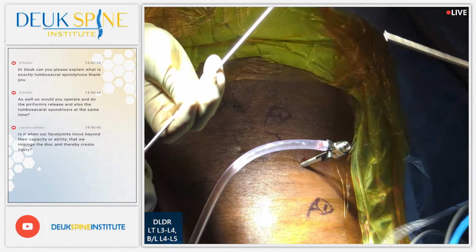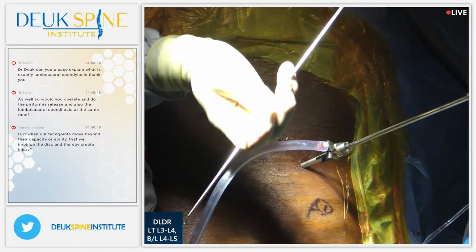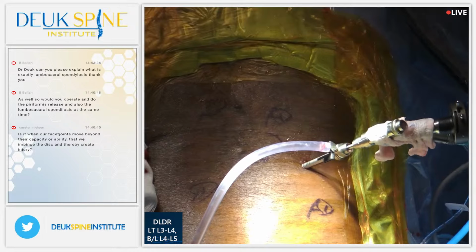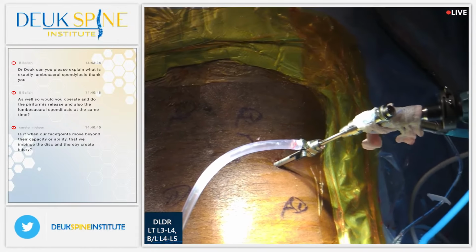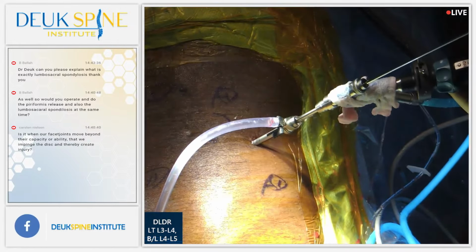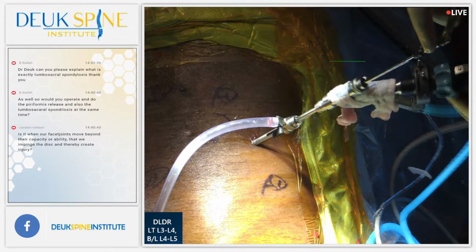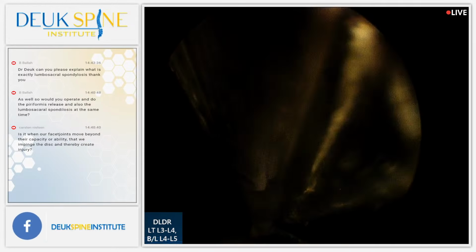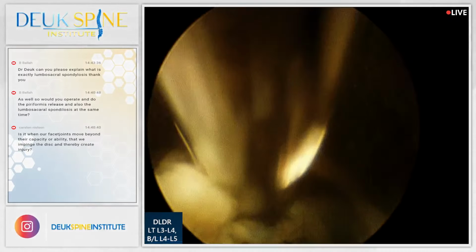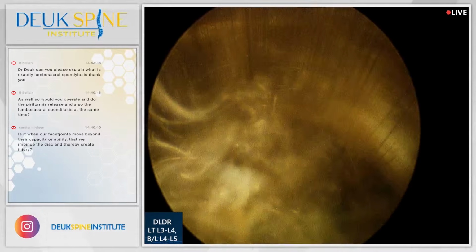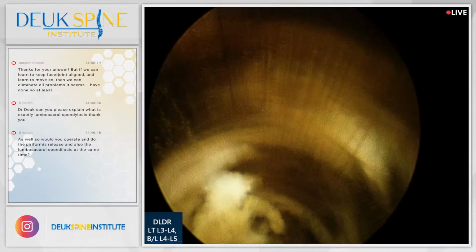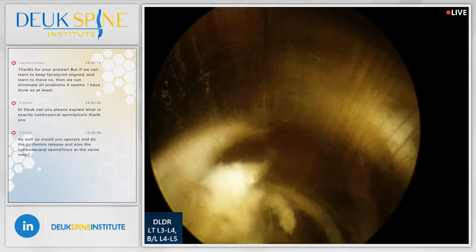Great question. All right, we're moving into the second disc, which is the L3-4 on the left side. Remember, we're fixing 2 discs on the left, 1 on the right. L3-4, L4-5 on the left, and just L4-5 on the right. Why is that? Because when I do my MRI reviews, I actually look at the MRI myself, and I want to figure out which side I need to go in to fix.